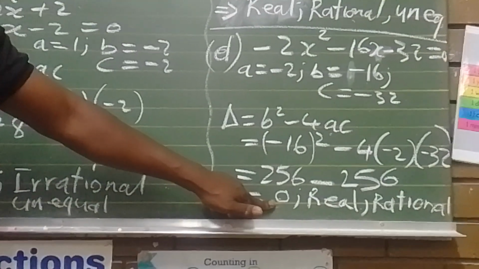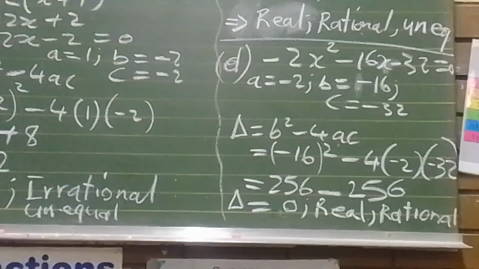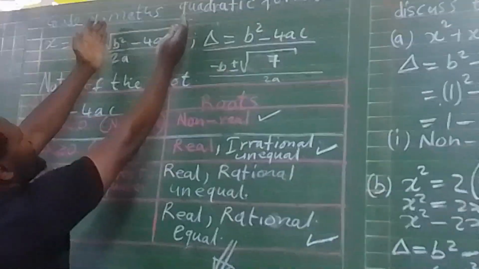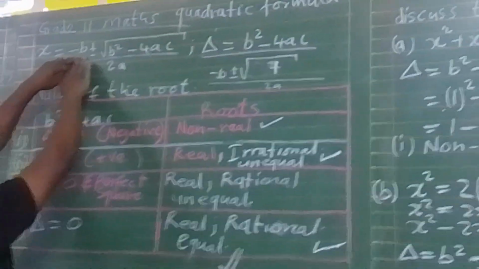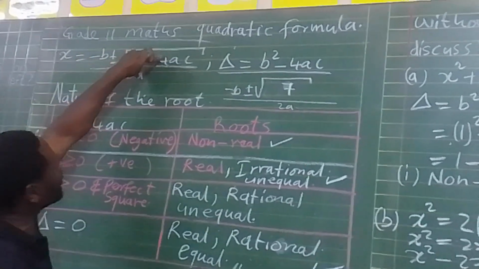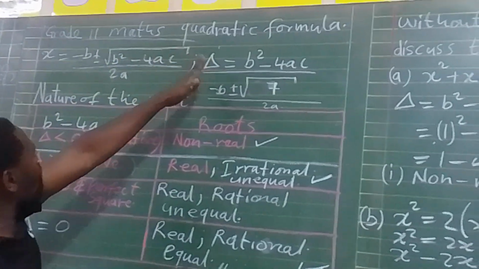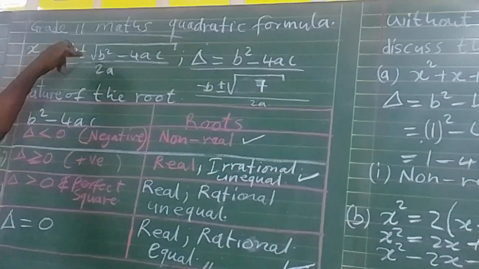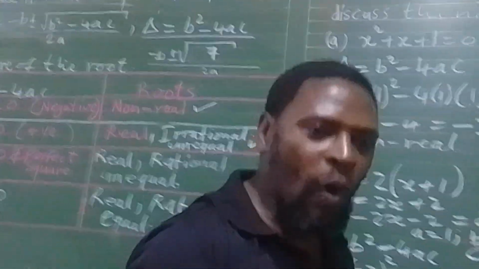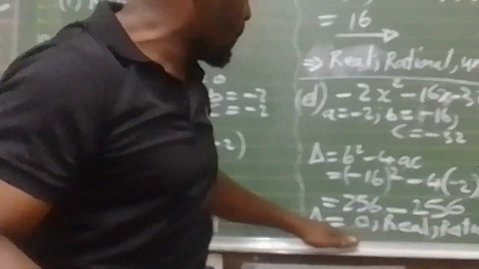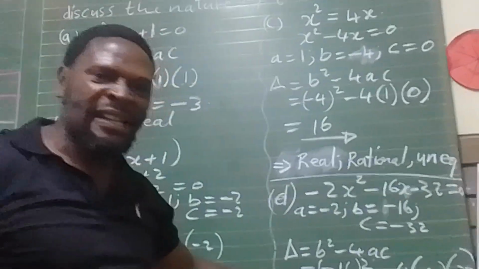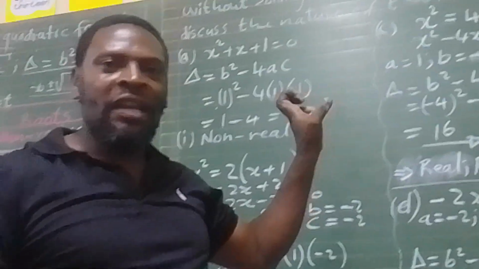Then, what about 0? If you put a 0 here, I explained this before. If it is 0, whatever number I get here is minus b plus 0 over 2a, or minus b minus 0 over 2a. That is going to be an equal root. When the discriminant is 0, grade 11 level, it means that the roots must be equal.